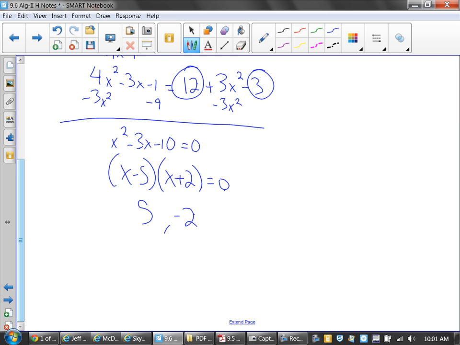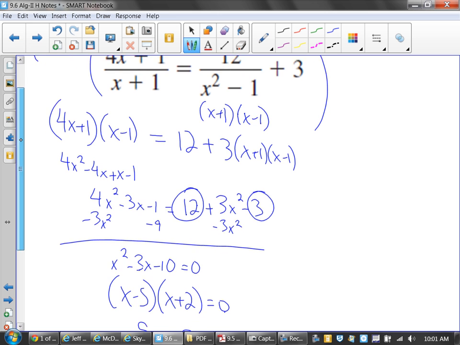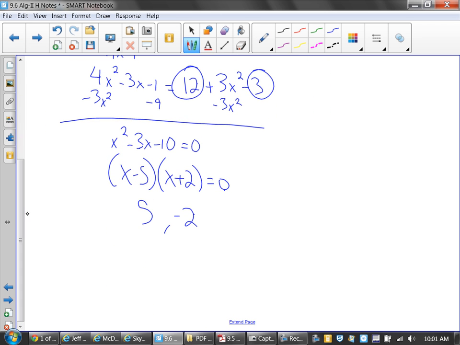You have 2 possible zeros here, 5 and negative 2, which means you just have to double check. 5 or negative 2, they will both work in the denominator. Again, this right side here wound up being 3x squared plus 9. I moved it all to the other side to set it equal to 0.